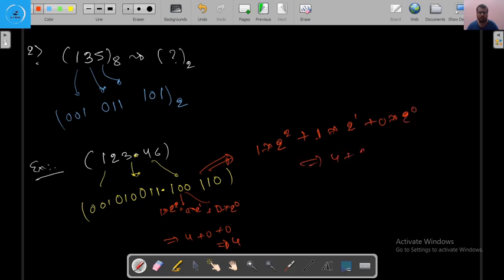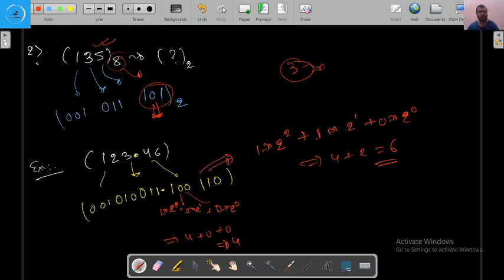This is 4 plus 2 equal to 6. So for any number system, for any number which is given in octal, we can convert it into binary just by replacing each digit by its binary equivalent, and only 3 digits, not 4. For octal the radix is 8, so there are 8 possible symbols, and for 8 possible combinations there should be only 3 bits, as we know.